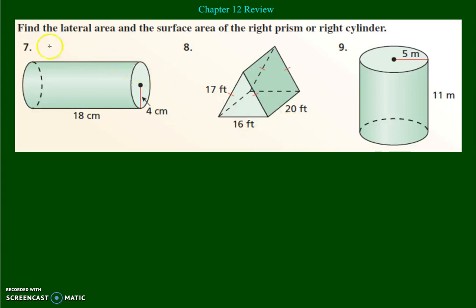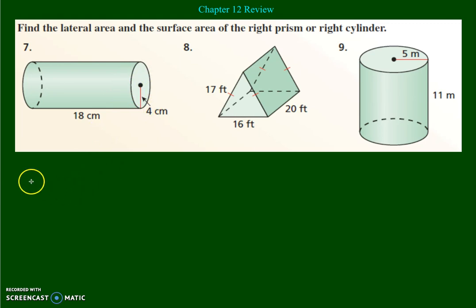In these three problems, we're being asked to find the lateral area and the surface area of the right prism or right cylinder. So here we have a cylinder, and lateral area is the area of the lateral faces. So it's the curved surface of the cylinder itself without the bases. And we know from our study of nets that the net of this curved surface is actually a rectangle, and the length of the rectangle is the circumference of the base.